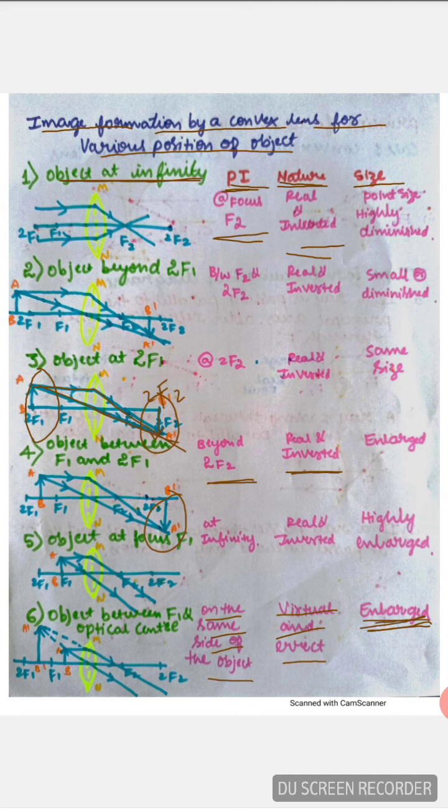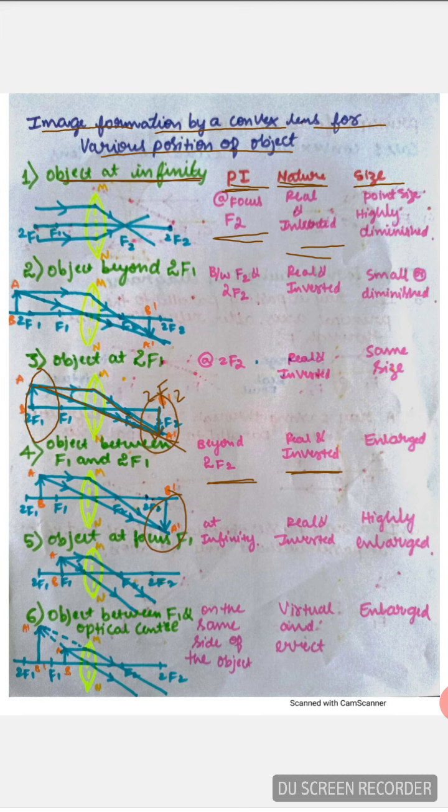Okay, so hope you are clear with these concepts. I will repeat it once again. First we will place the object at infinity. When we place the object at infinity, we will get the image at focus 2, and the nature of the image is real and inverted.